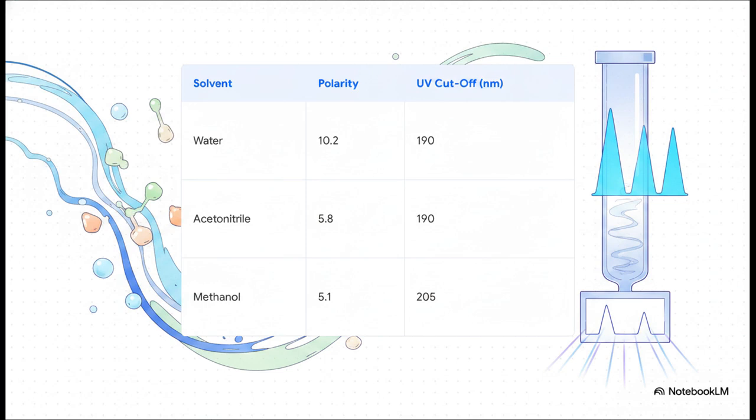Now, pay attention to the UV cutoff values here. In pharmaceutical quality control, UV detection is the absolute standard. Acetonitrile and water have extremely low UV cutoffs at just 190 nanometers, and methanol is just slightly higher at 205. This is crucial because it means they're practically invisible to the UV detector. It ensures we only see the peaks of the actual compounds we're trying to measure, not the solvent itself.